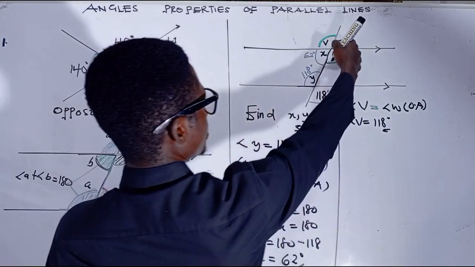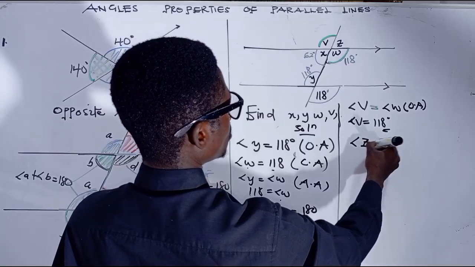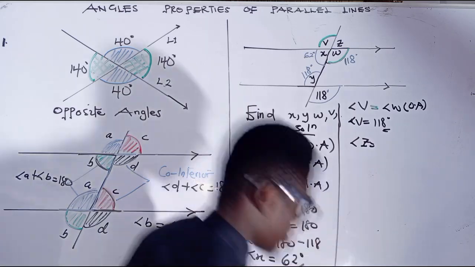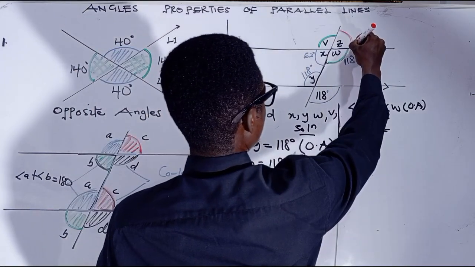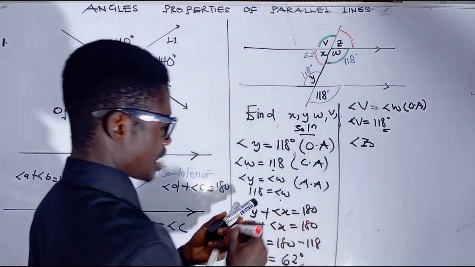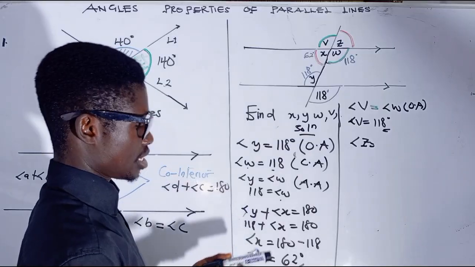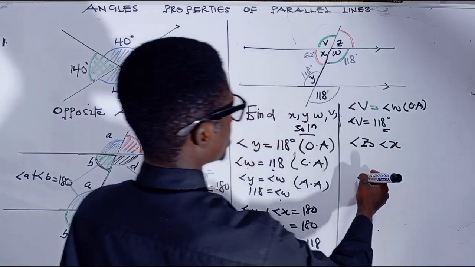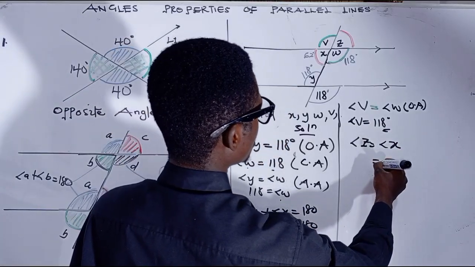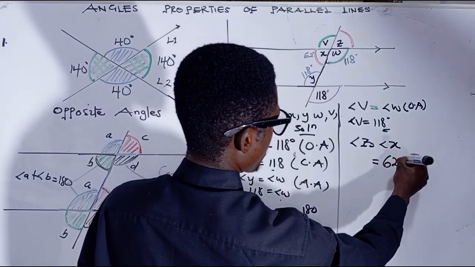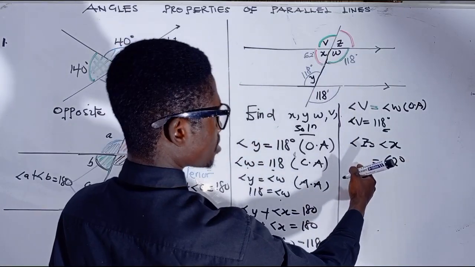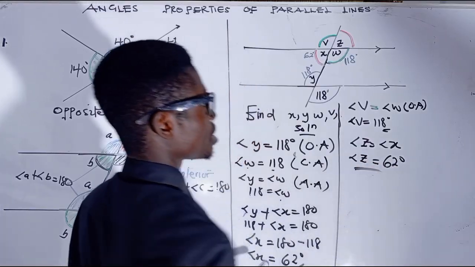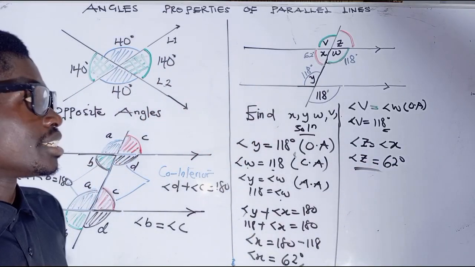And then angle Z. Angle Z is also opposite to angle what? X. It is also opposite to angle X. So it means that angle X is also equal to angle Z. Now with angle X, we have what? 62. Therefore, angle Z will also be what? 62. So angle Z is 62. Very, very easy and simple.